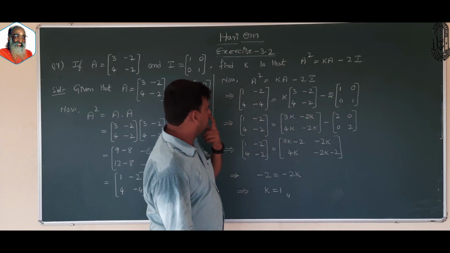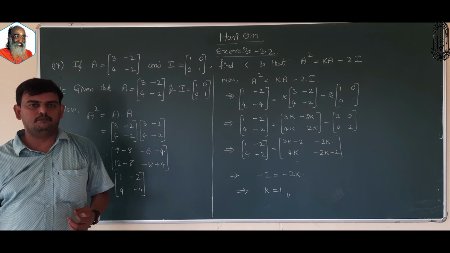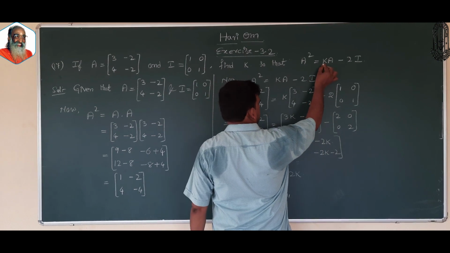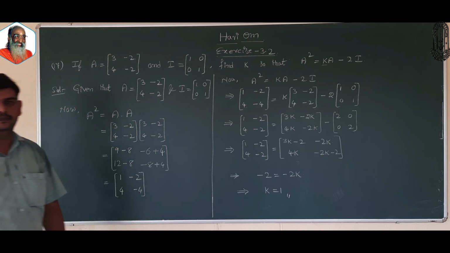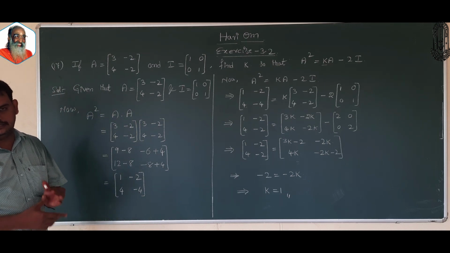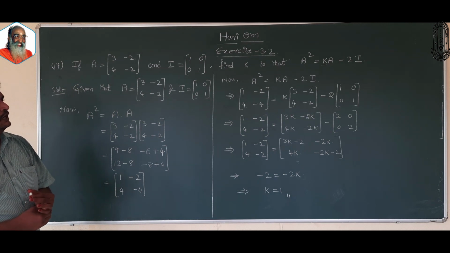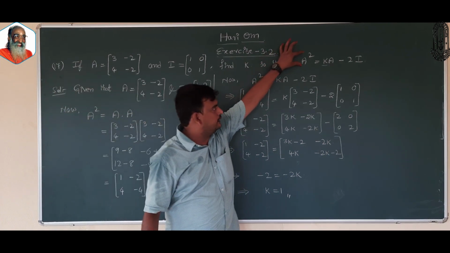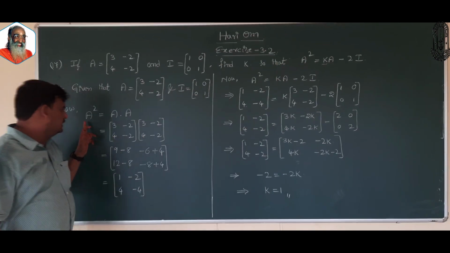Here we need to observe what k is, whether k is a constant or a matrix. In this case, k is given as a small letter, which is a scalar, meaning a constant. We need to find the constant value. Here k is not a matrix, it is a scalar. Now how to find that unknown value k? To find k, first we need to find the value of A squared.